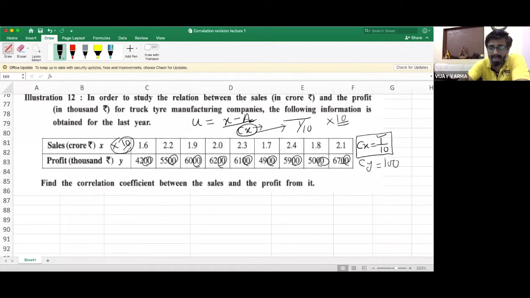Siddharth, see, u equals x minus a divided by Cx. Divide by Cx means the common factor of x is the number which we divide by. Did you understand? You divide by a particular number which is a common factor of x. Now, since the values of x are in decimal, single decimal, 1.6, 2.2, what would you do?